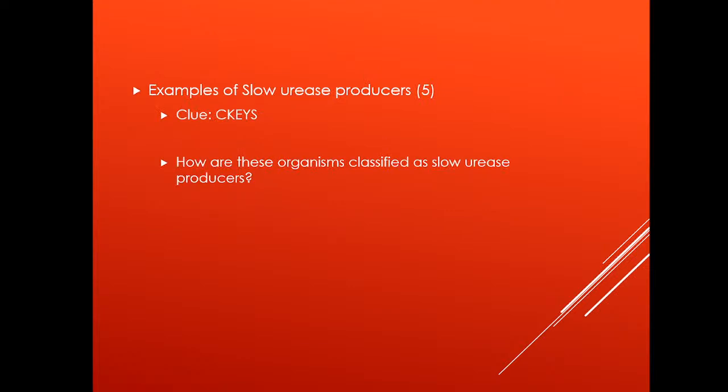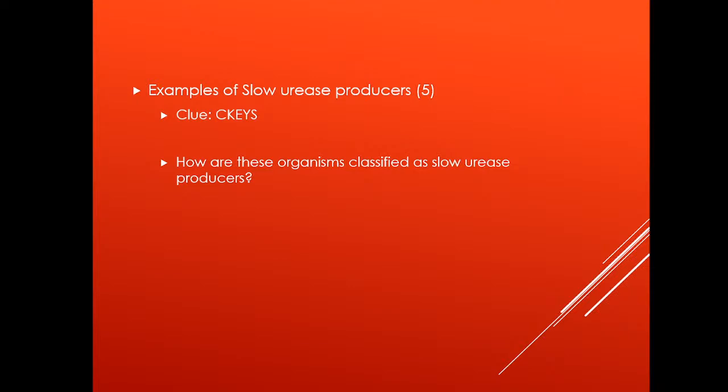All right, now we're going to go with slow urease producers, and they are classified based on a positive result released after 4 hours of inoculation and incubation. There's only five organisms that you need to remember, and my clue includes your C keys. What's C keys, sir? Hirap naman. C stands for Citrobacter, K stands for Klebsiella, E stands for Enterobacter, Y stands for Yersinia, and last is Serratia.